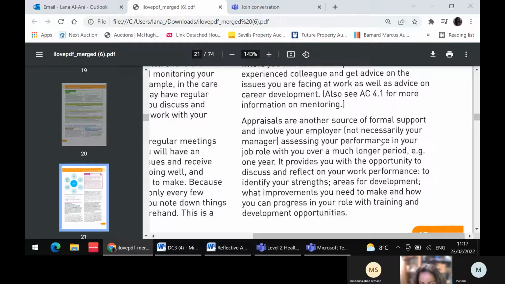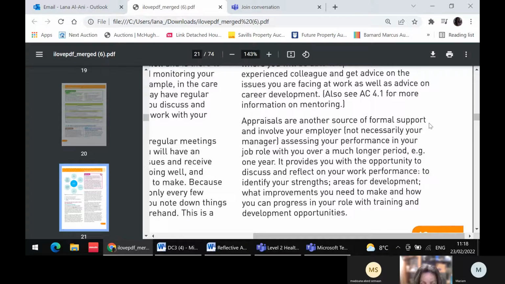And also at the end of the year, the manager will create an appraisal for every employee. This appraisal will show how much training you need. He will give you feedback about your own work and how you're improving. It's very important to have the appraisal. So it's another source of formal support. The appraisal itself is very good for formal support.